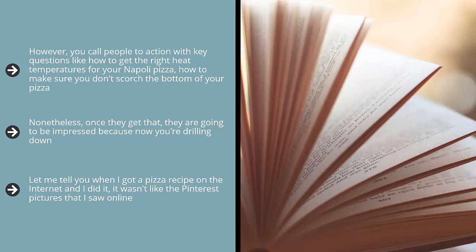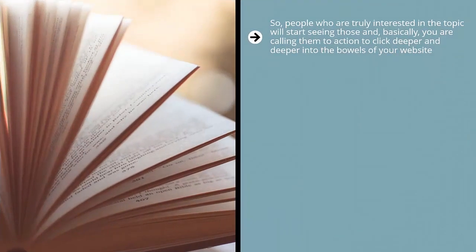That's what people are going to be looking for because now you've given them basic information and then you're cluing them in by saying, well, there are other things that you need to know, and if you don't do these, you're not going to get the results that you're looking for. So people who are truly interested in the topic will start seeing those, and basically, you are calling them to action to click deeper and deeper into the bowels of your website.